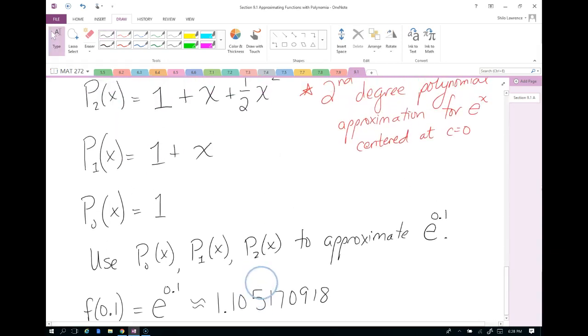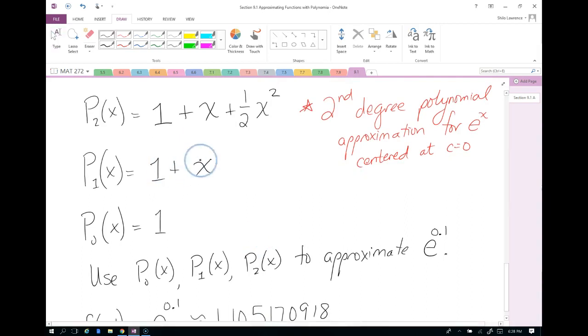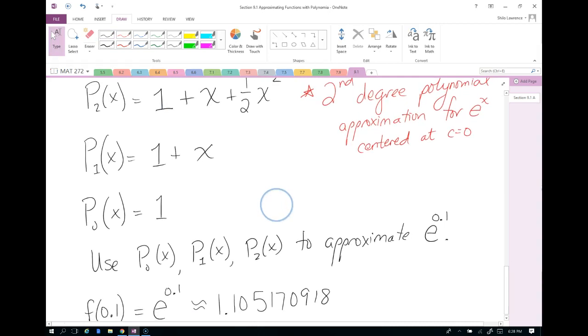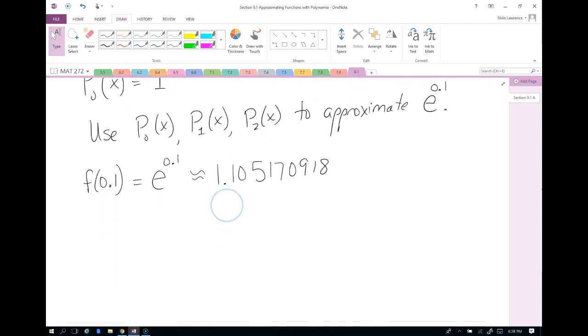The nice thing about the polynomials is, the only operations we ever have to do are powers and multiplication and addition and possibly subtraction. And if we absolutely had to, we could do that without a calculator. So these polynomials potentially are much easier to calculate.